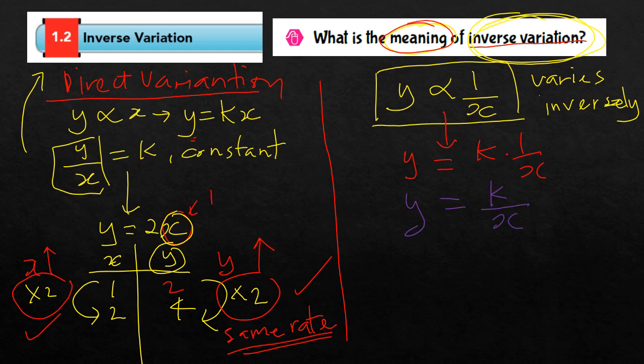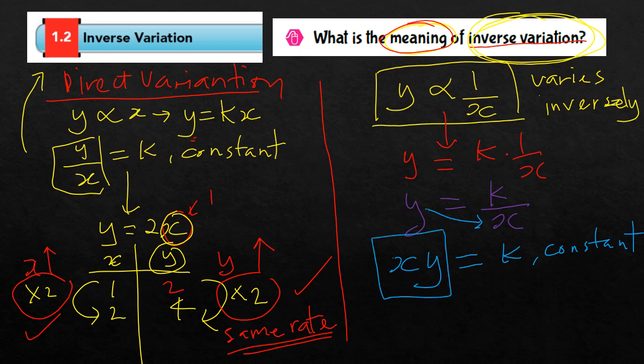And from here, you can see that when you multiply y and x, x times y, you'll get k. And k is the constant. So can you see the difference here? X times y is a constant, so it is inverse variation. Y over x is a constant, so it is a direct variation.